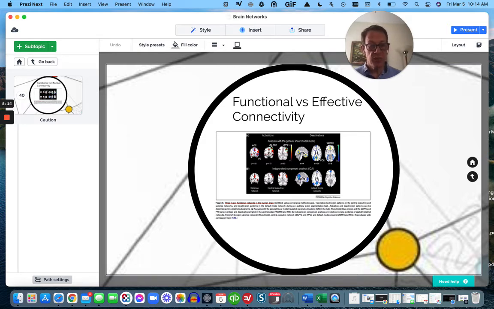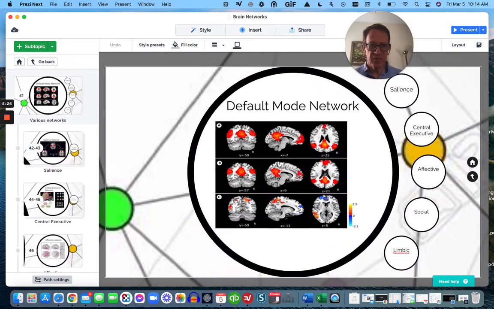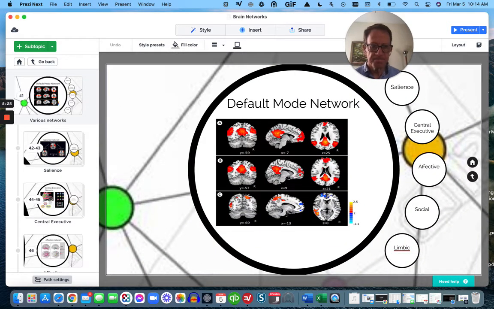You should know that the majority of the research on functional brain networks uses functional connectivity measures. So again, think of these as sort of general regions, not the most precise identification of regions.